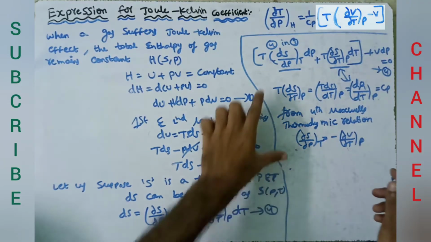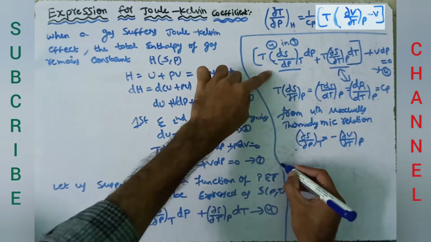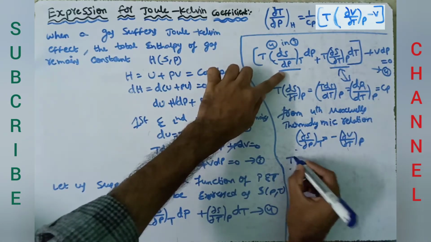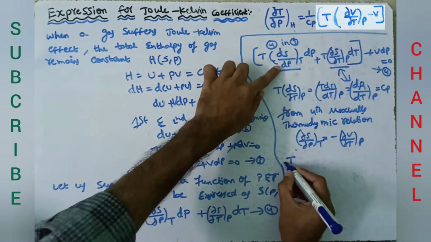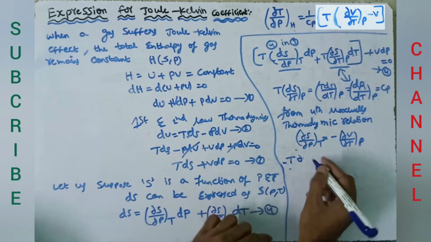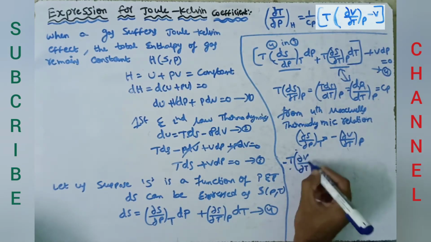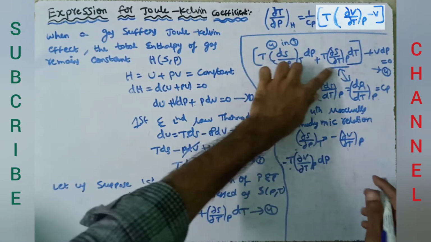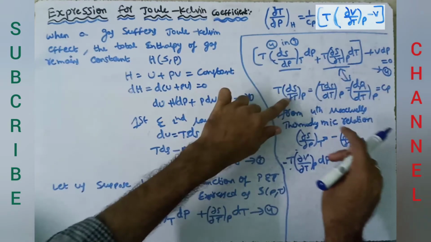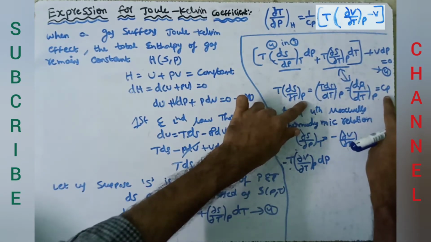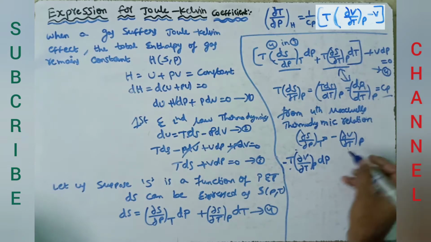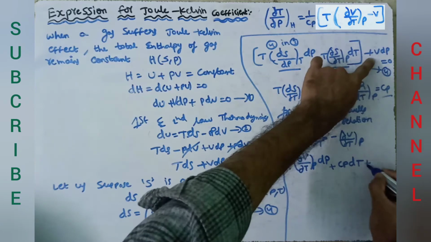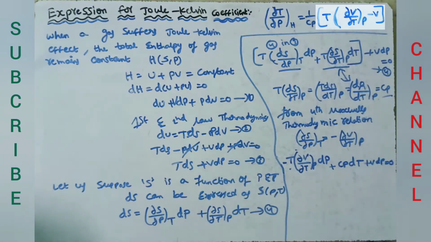Now, substituting these values in equation 4, in this term we have to substitute this value. So we write T, and in this place we write minus dou V by dou T, where pressure is constant, into dP. Here, in place of the entire T dS by dT, where pressure is constant, we write Cp. So we write plus Cp dT. We write this V dP is equal to 0.